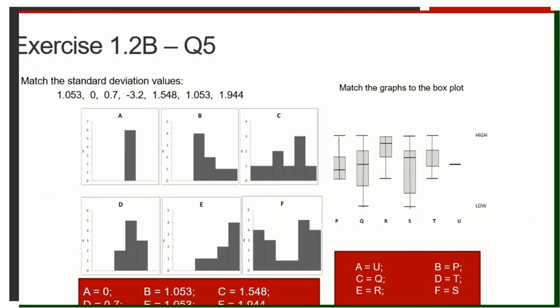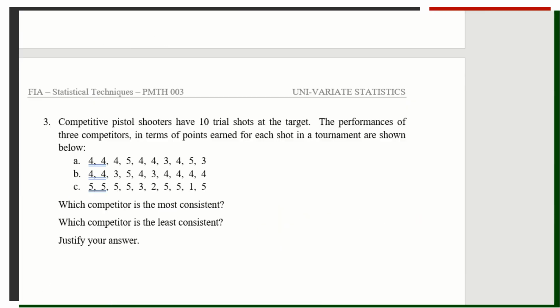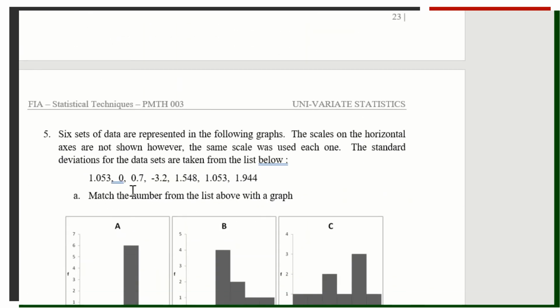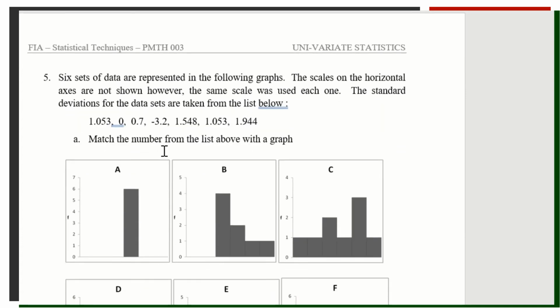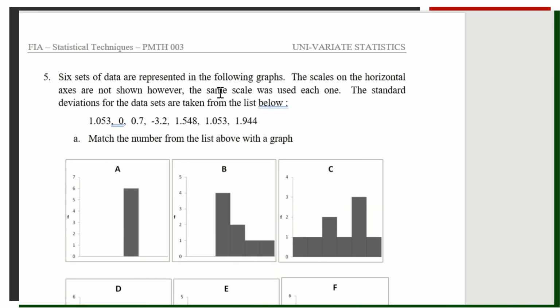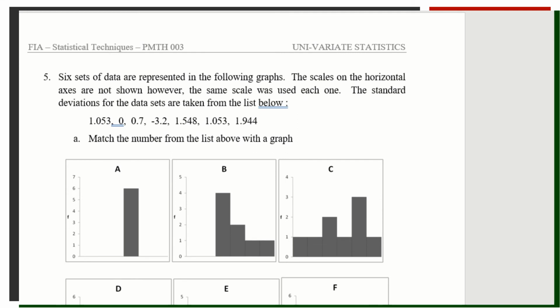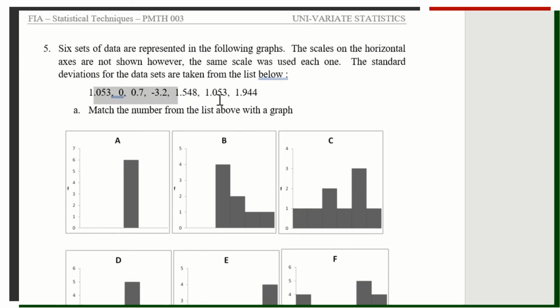Now up to the last question in your manual. This is pretty direct actually. 6 sets of data are represented in the following graphs. The scales on the horizontal axis are not shown. So they didn't give you any scales. However, the same scales are used. That means they're all from the same scale. You need to match the standard deviations to the histograms.